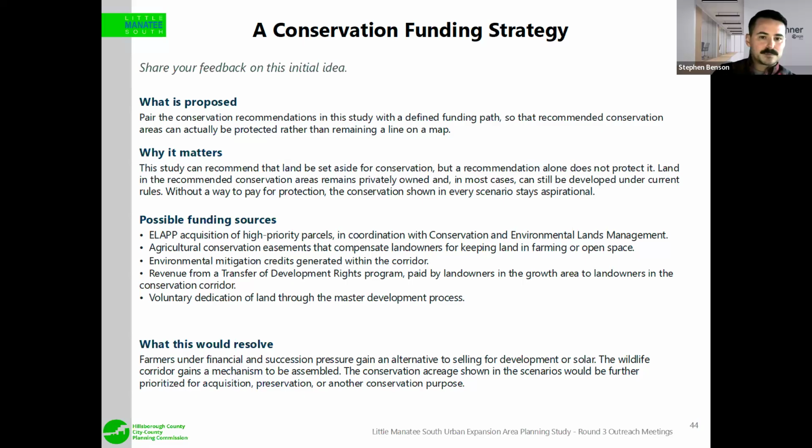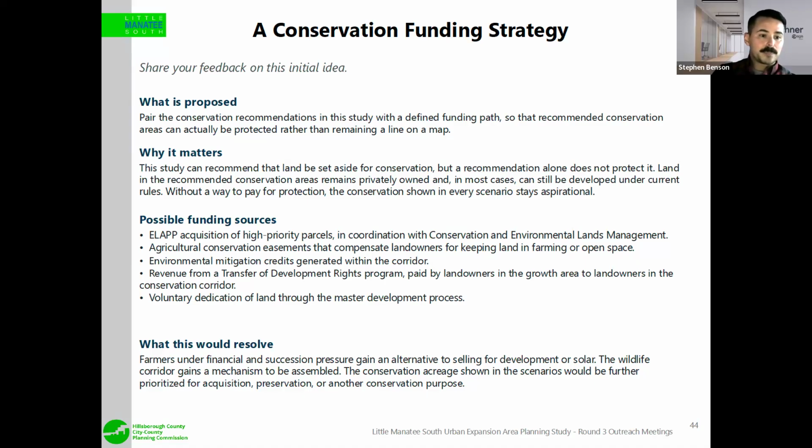And just a couple more slides. The conservation funding strategy was something that we identified as something for further evaluation. What we'd want to do is pair the recommendations that related to the orange area on all three maps, regardless of what scenario, what the preferred scenario looks like. We want to pair the conservation recommendations with the defined funding path, so that recommended conservation areas can actually be protected rather than remaining a line on a map.